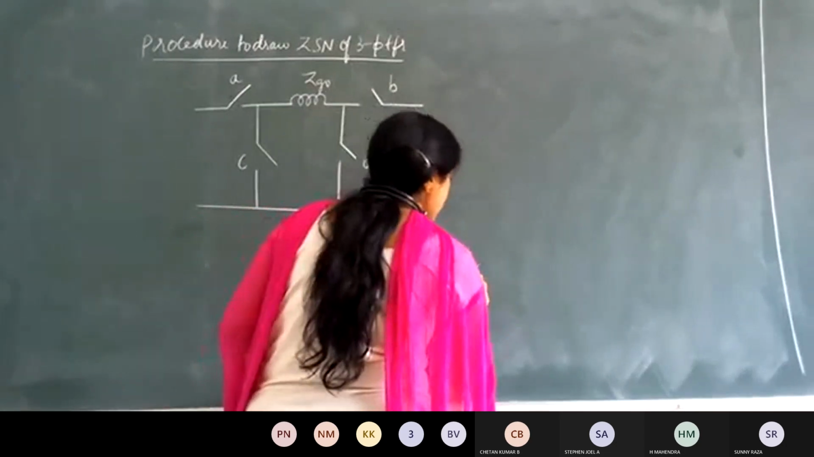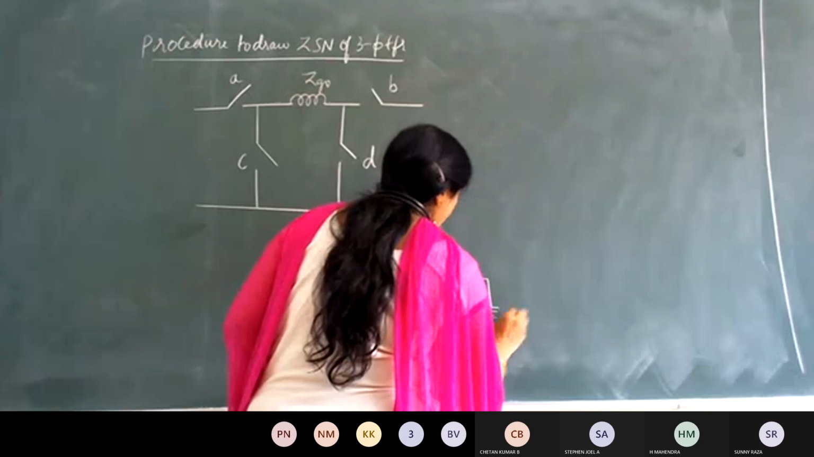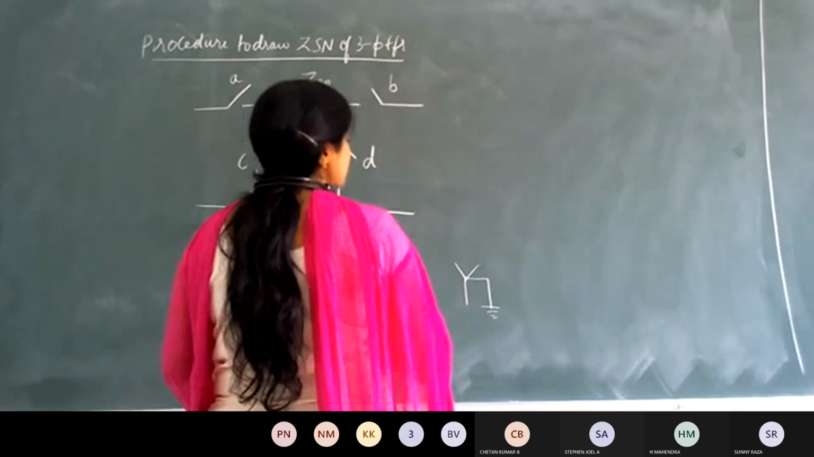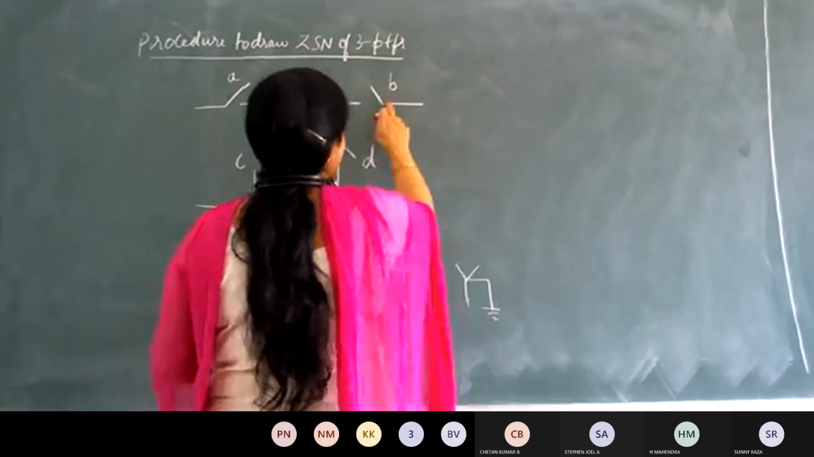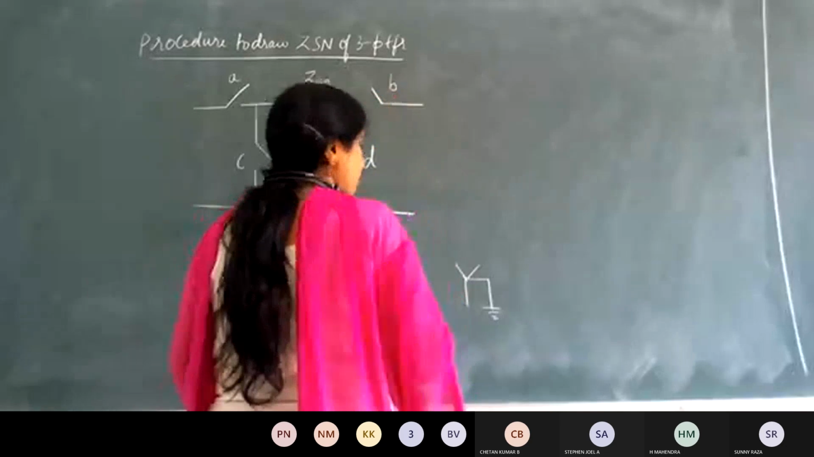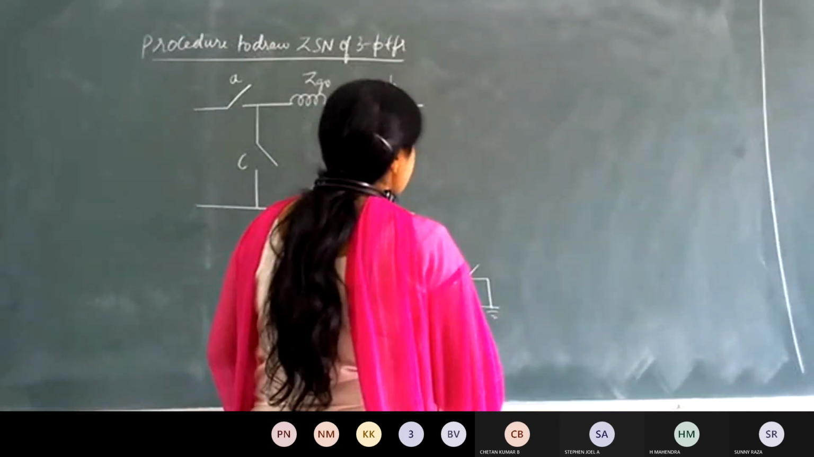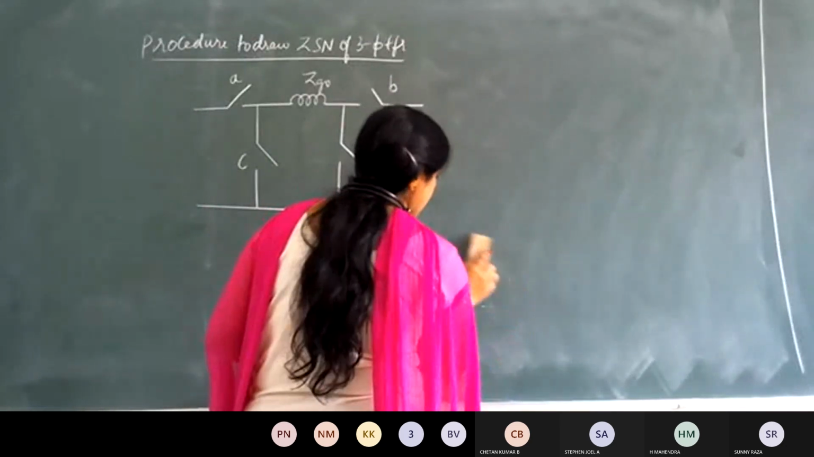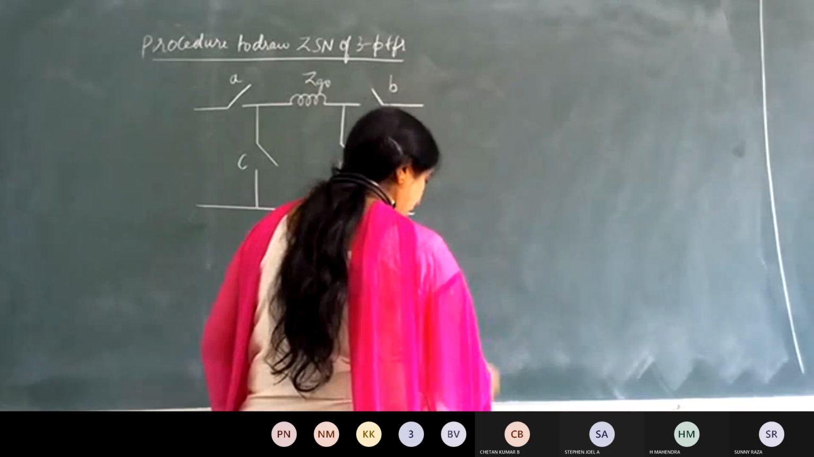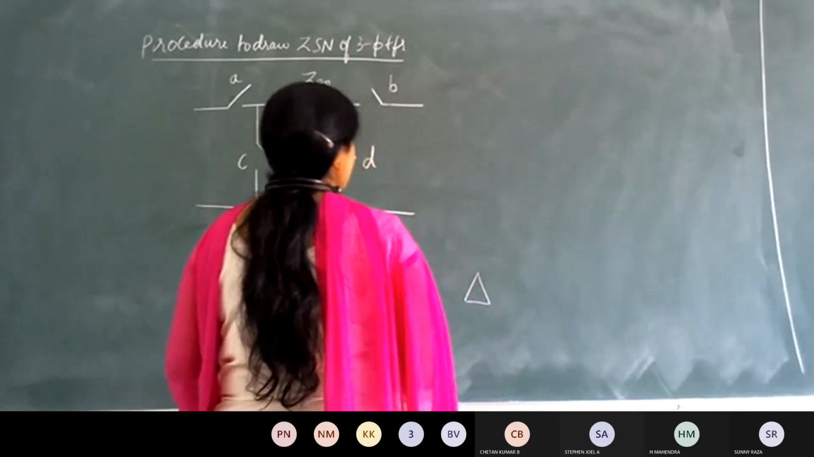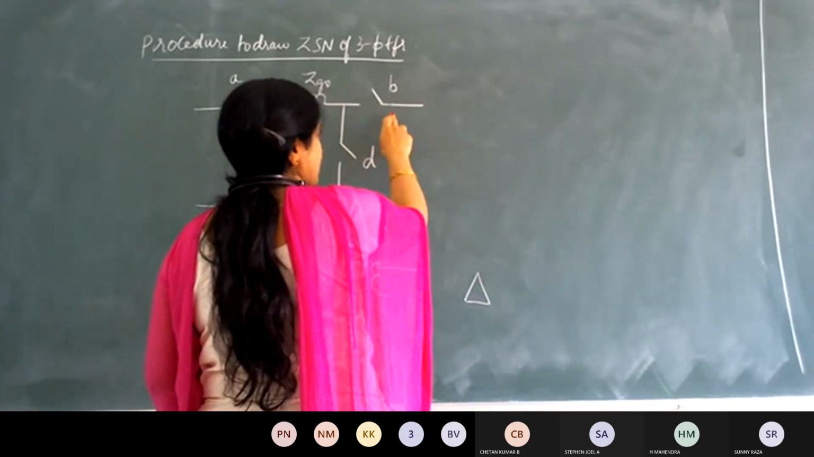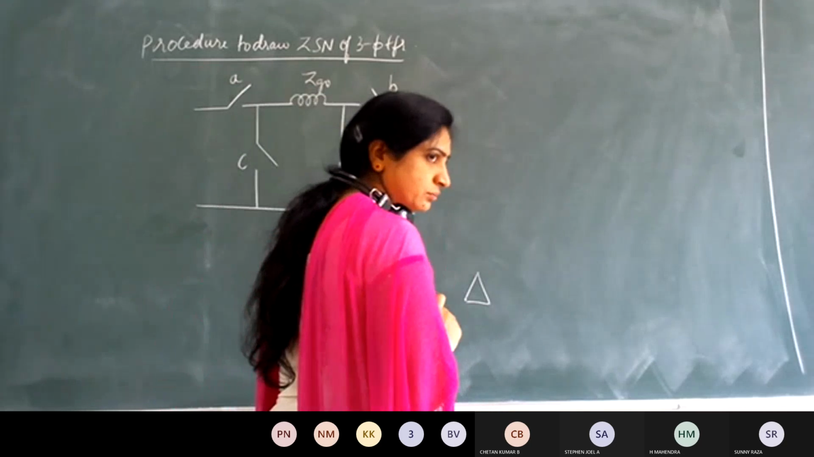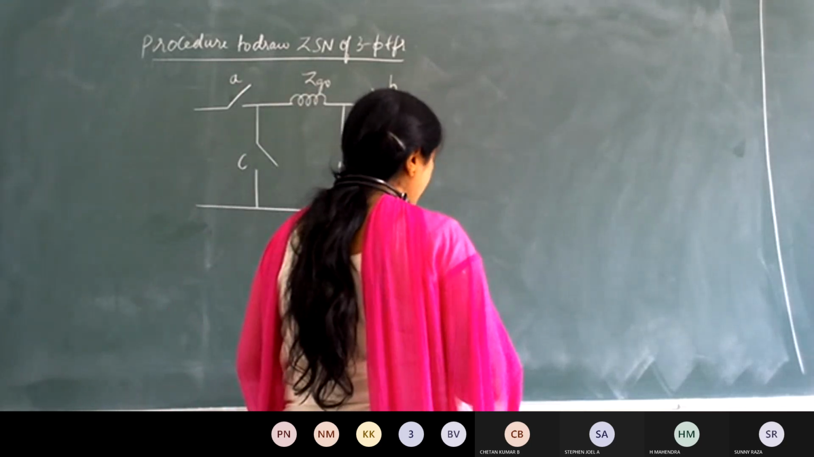Suppose the type of connection is star with the neutral grounded, then which switch has to be closed here? The switch B has to be closed. Suppose the connection on the secondary side is not this, if it is delta connected, then the switch D has to be closed, keeping the switch B open. Hope you have followed the concept there.